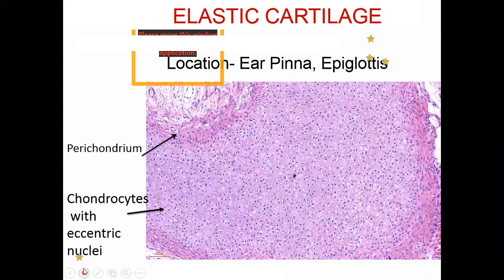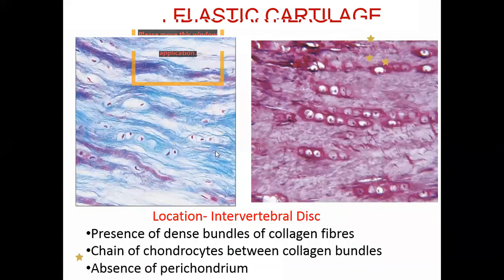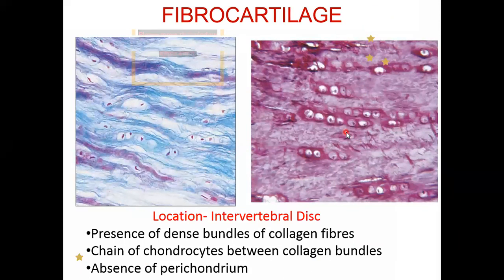Next, moving on, we have fibrocartilage. This slide is also for your exam, I mean the lab. The location is the intervertebral disc. You see the presence of dense bundles of collagen fibers. These are all collagen fibers. This is a special staining, different from hematoxylin and eosin. And you can see the chain of chondrocytes between the collagen bundles. And there is absence of perichondrium.